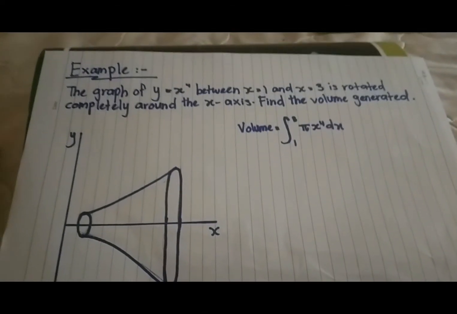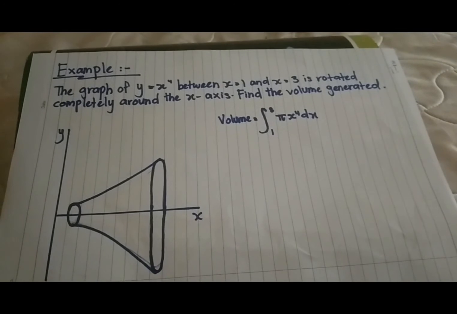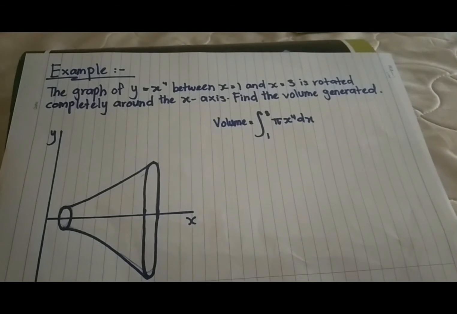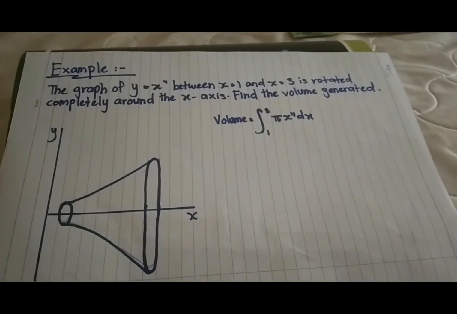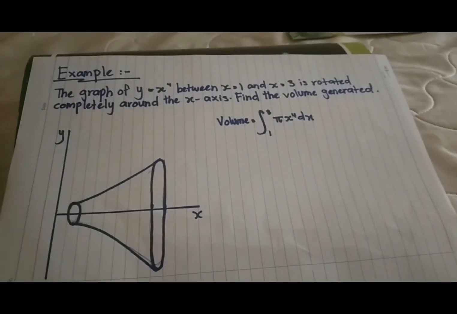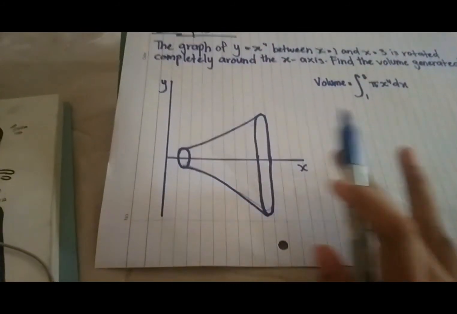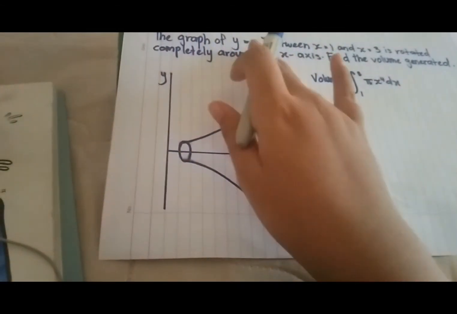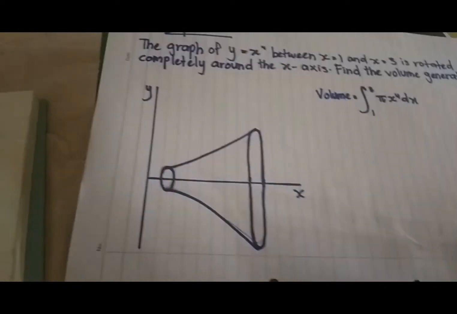So this is the example for volume of revolution. The question for this example is: the graph of y equals x to the power of 4 between x equals 1 and x equals 3 is rotated completely around the x-axis. Find the volume generated. So this is the graph. This is the y-axis, this is the x-axis, and this is the whole graph for y equals x to the power of 4. So we have to find the volume generated. We'll start with this first.